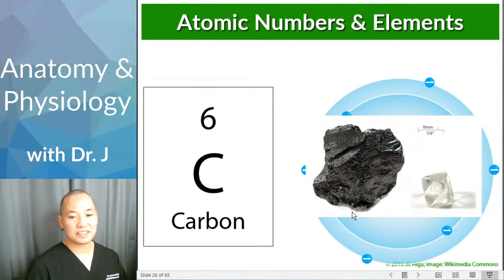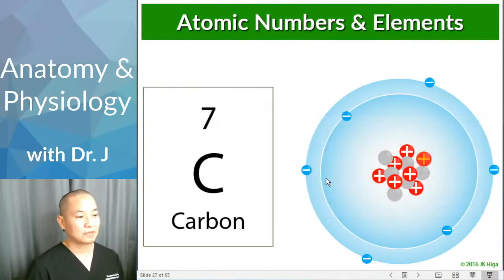So this is carbon, and again, look at it, it's solid. It's hard, or sometimes in terms of graphite, it's pretty soft. But what happens if for some random reason carbon gains a proton? Is it still carbon?